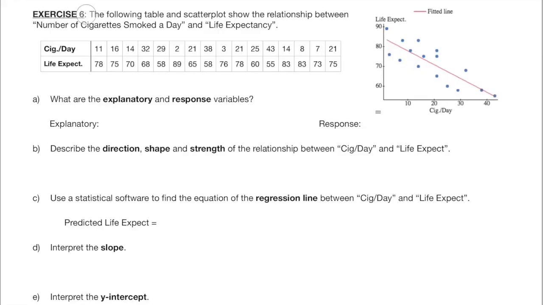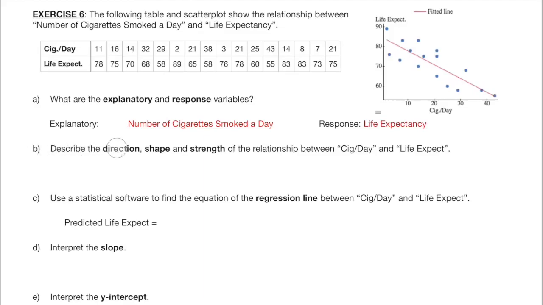Exercise 6 summarizes different concepts about correlation and regression. Here we have a data set that relates cigarettes smoked a day with life expectancy. Here we have the scatter plot. Question A. What are the explanatory and response variables? This is easy. The explanatory variable is number of cigarettes smoked a day. The response variable is life expectancy.